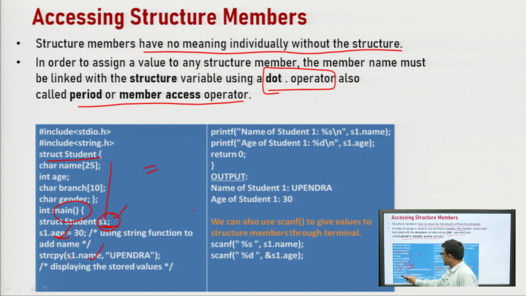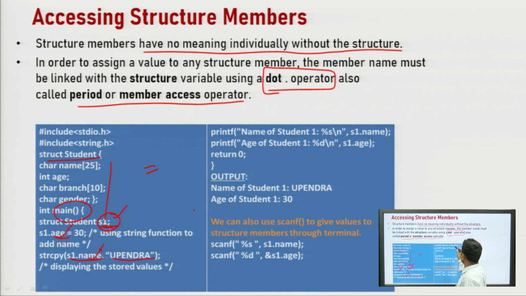So, s1 dot name. Basically, variable name dot the member name, where we are setting the string value Upendra. So, Upendra is being set to that particular member of the s1 variable. Now we have set these values. Now the next step is to print out these values.